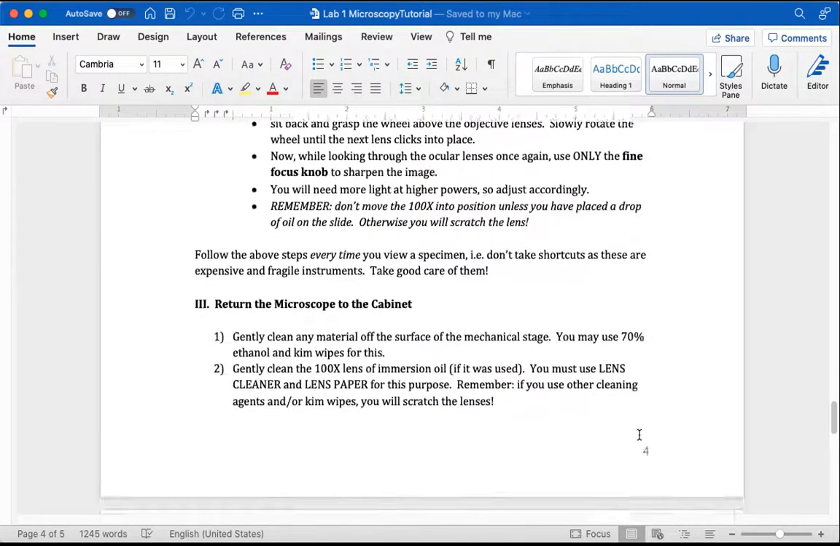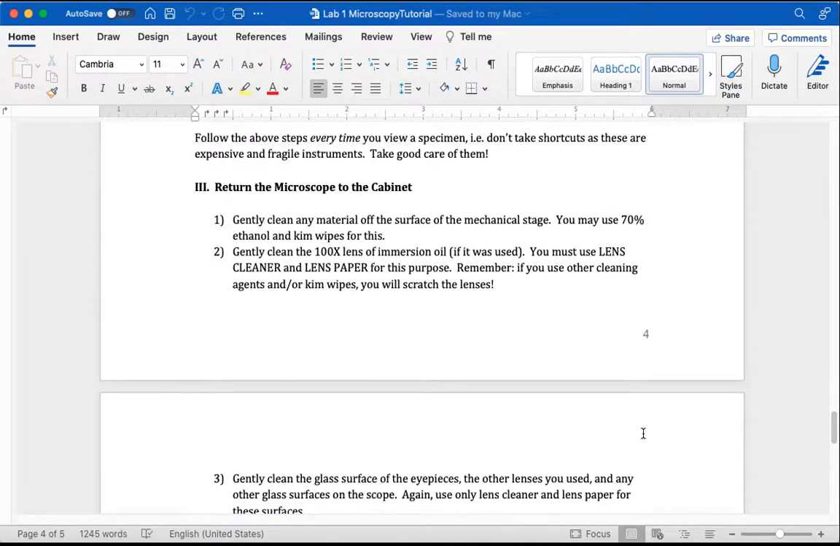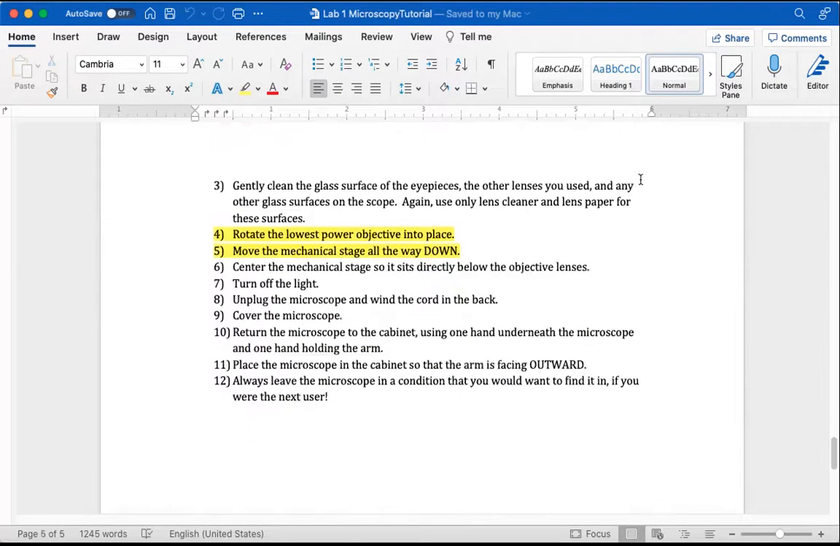So I'm going to let you read this on your own. You'll notice that there are also instructions for how you put a microscope away.